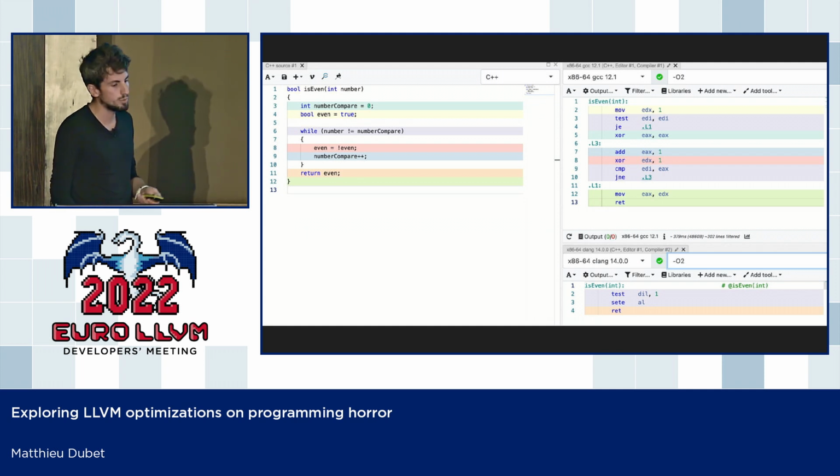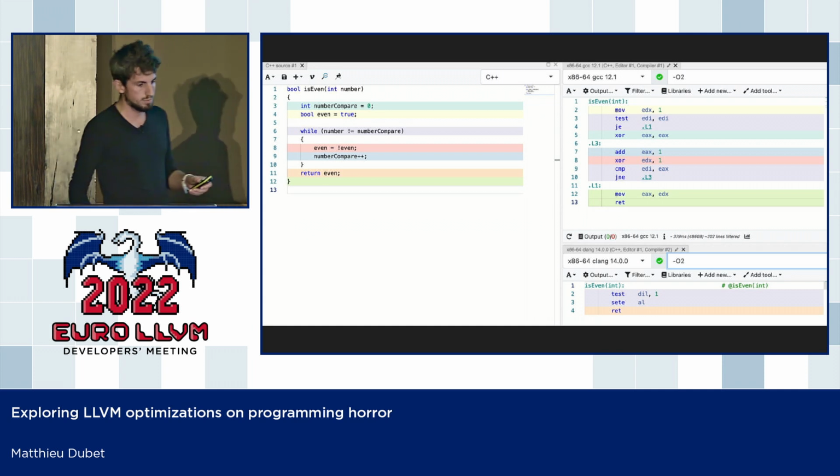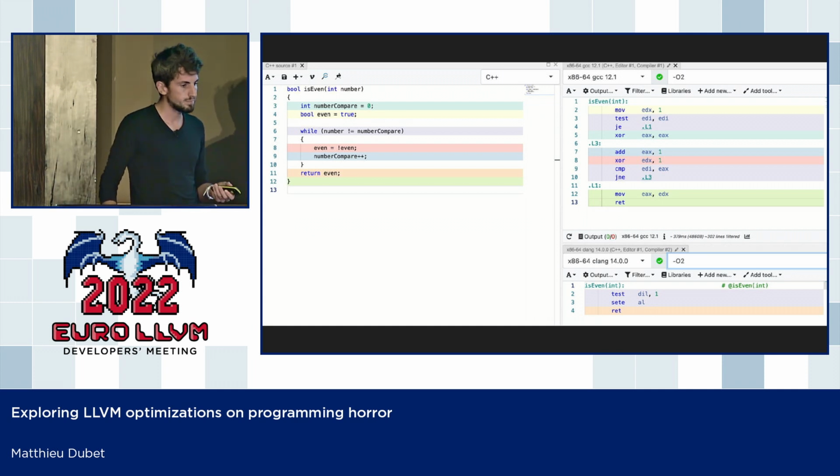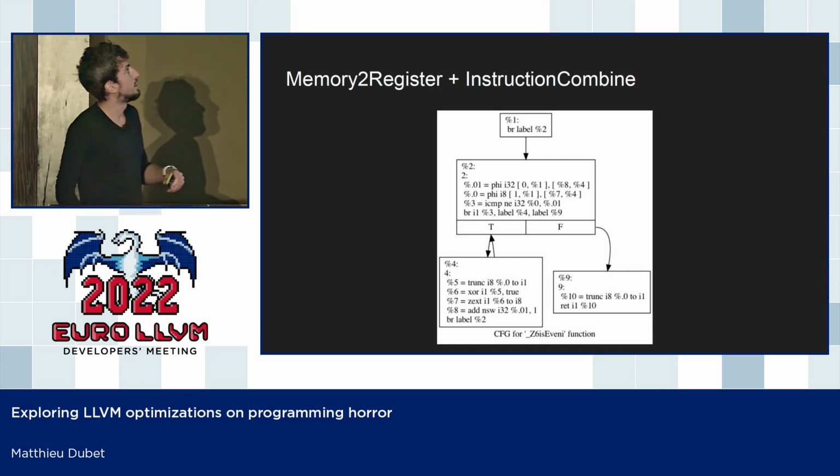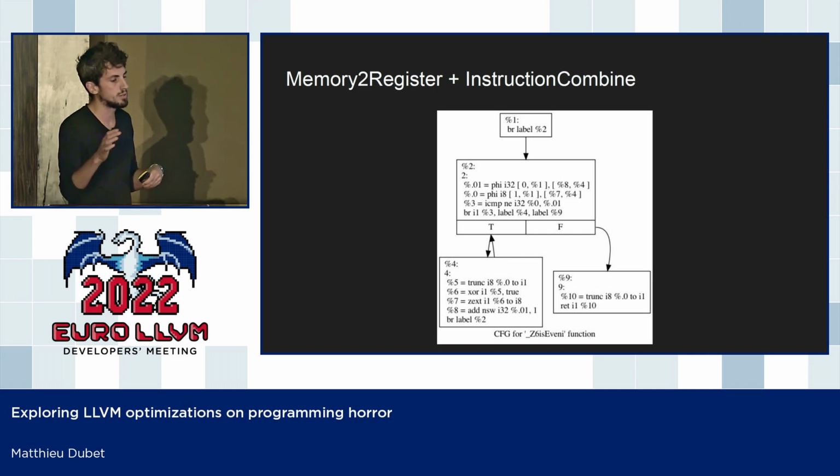Which optimization phases were able to get this constant assembly code? So actually I started without any optimization flag to try to explore them by myself. I guess all of you know about the memory to register and instruction combine phases. I don't show the basic LLVM IR because it's a bit too big. There is a bunch of alloca instructions and stuff, so it's a bit boring. But this is the result after applying memory to register and instruction combine.